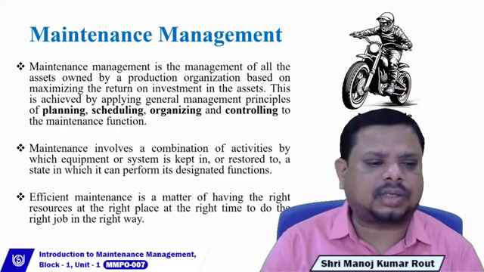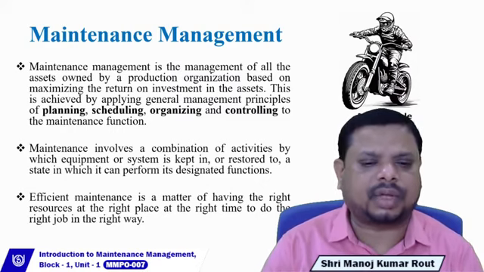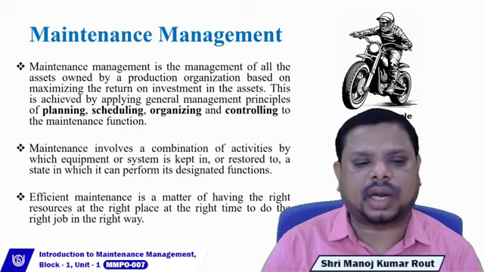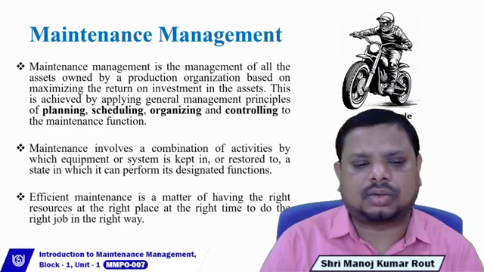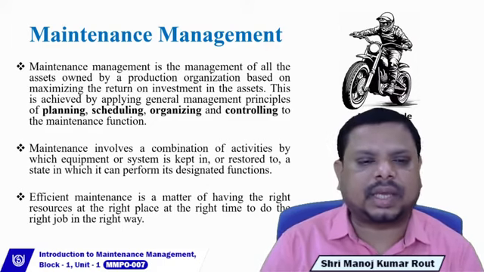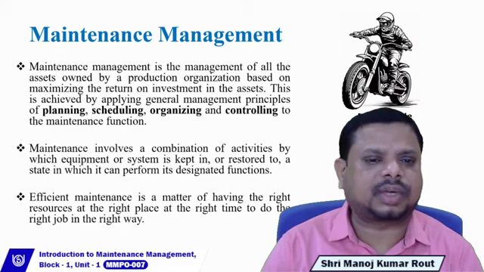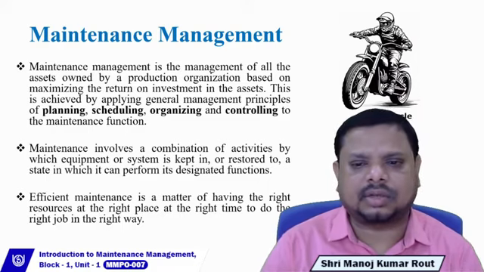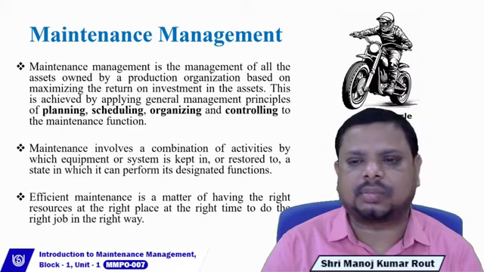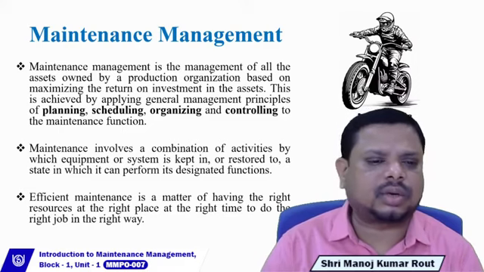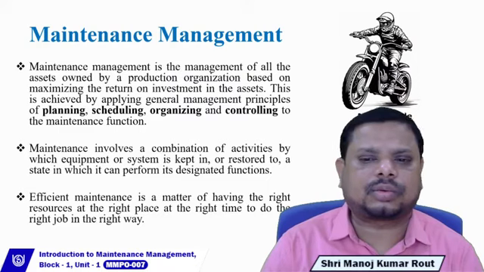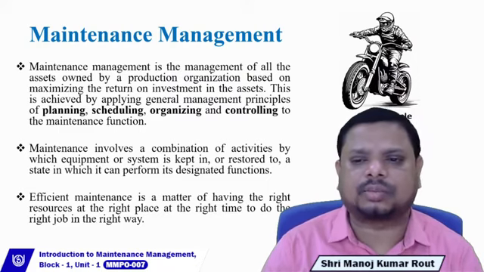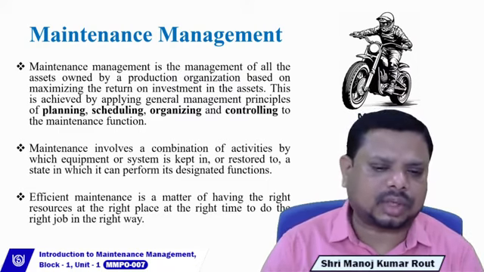The next important part: efficient maintenance is a matter of having the right resources at the right place at the right time to do the right job the right way. Whenever you take up any activity, especially with reference to production, you can directly apply this. That means right resources, which basically include your tools. The next important part is equipment, spares, and right placement. Suppose you have a breakdown in motors, or a breakdown in a gearbox.